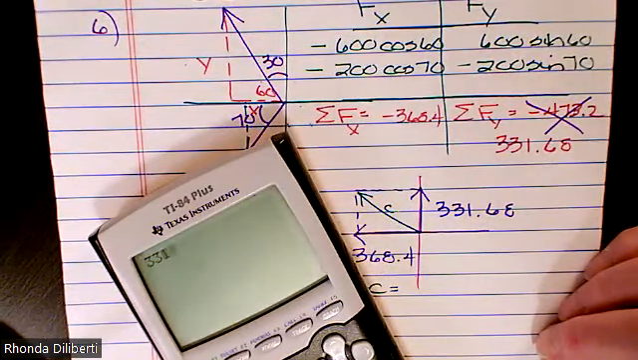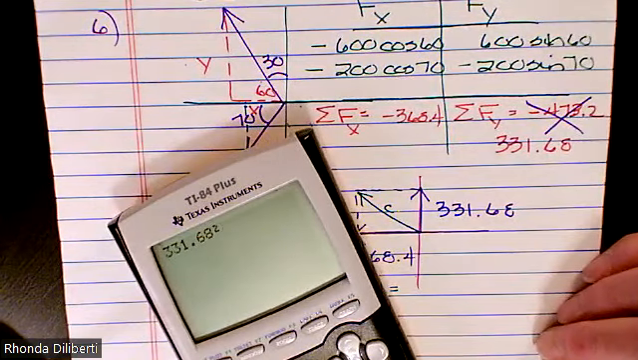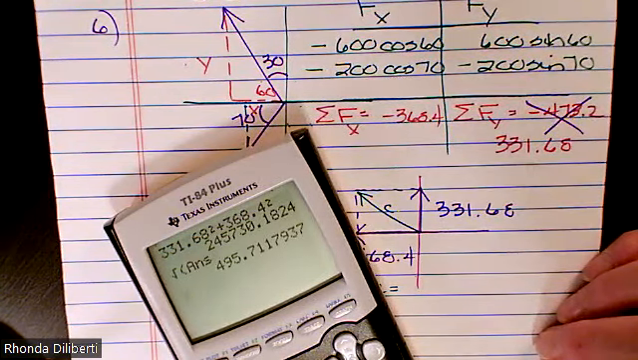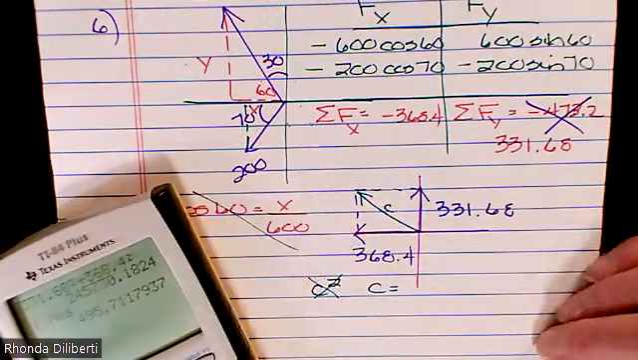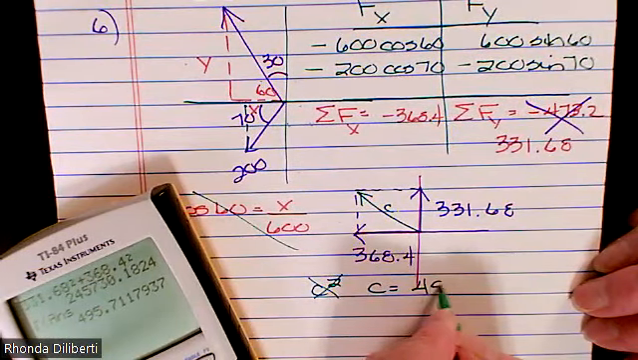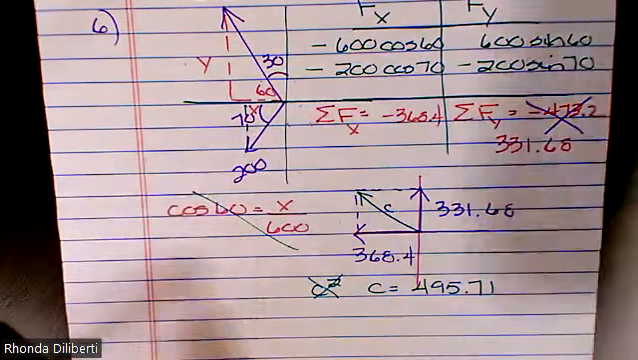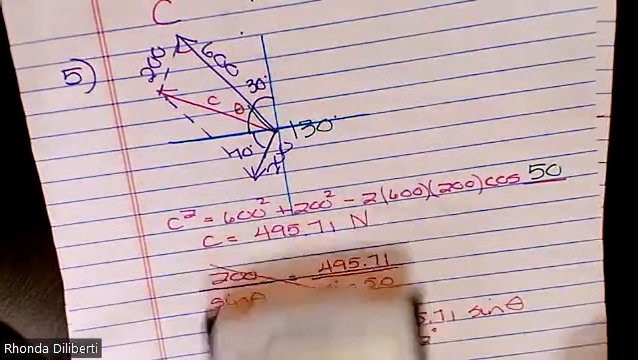So I'm going to get 331.68 squared plus 368.4 squared, then we'll square root that mess. And we get 495.71. It's looking pretty good compared to our last time, 495.71.